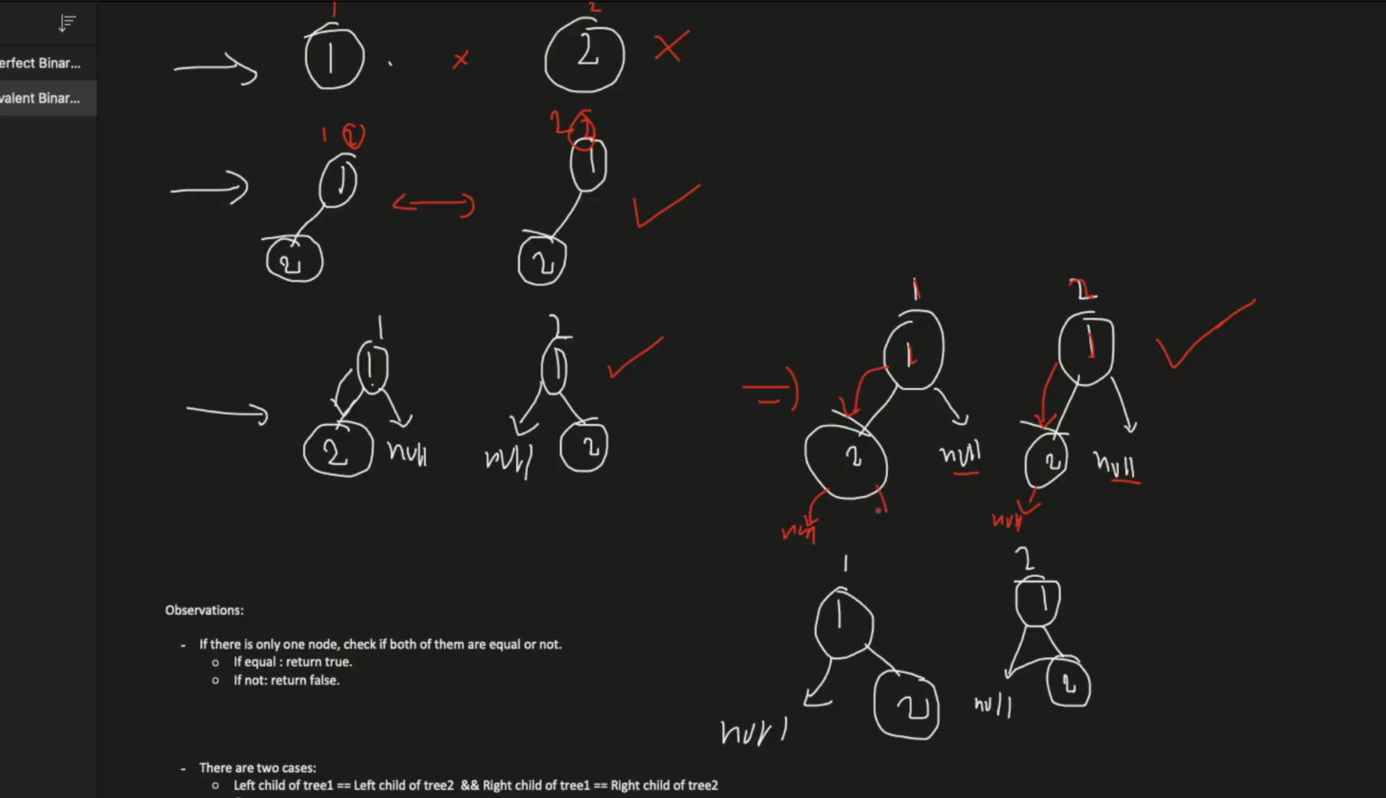And then I'll check the right children of 2. These two are also null, right? So these two are also equal. So this subtree is equal, right? So then I'll again go back to the right node. I'll check whether this node is equal to this node. Null is equal to null, right? So we can say that these two are equal, right?